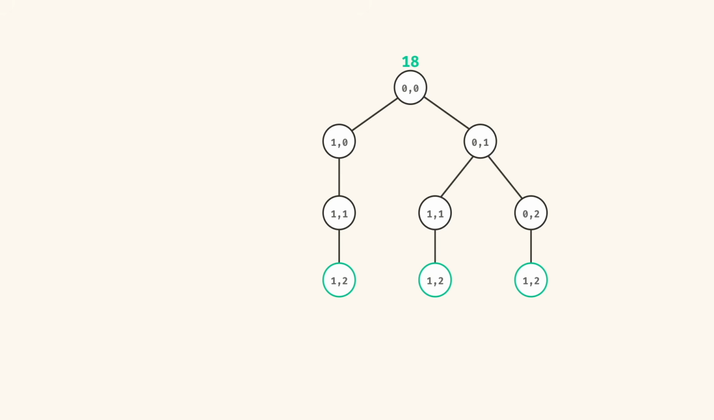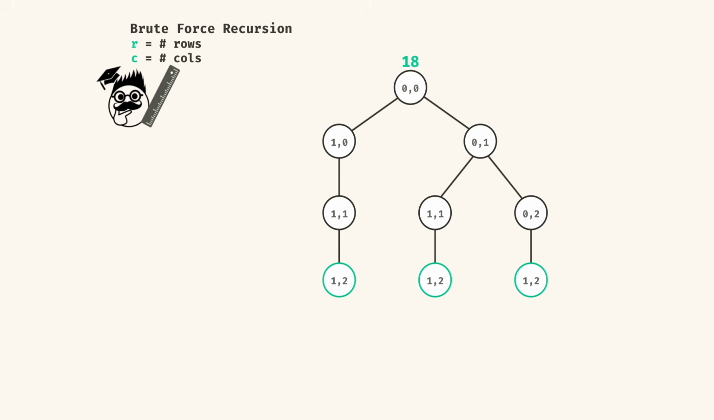Let's talk about the brute force complexity of this algorithm. We say that R is the number of rows and C is the number of columns, then our time complexity is going to be exponential, just like we saw in the last problem. The base of 2 comes from the fact that given any position, we have two options, right? We can either go down or to the right.